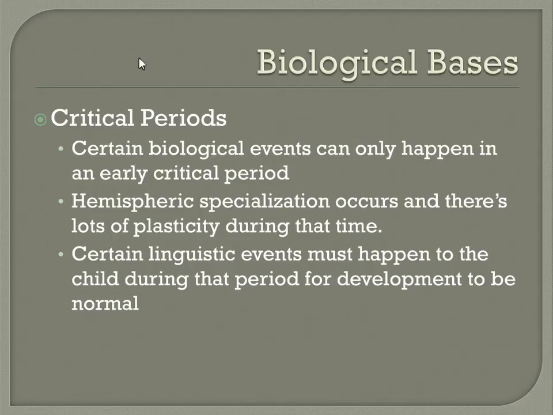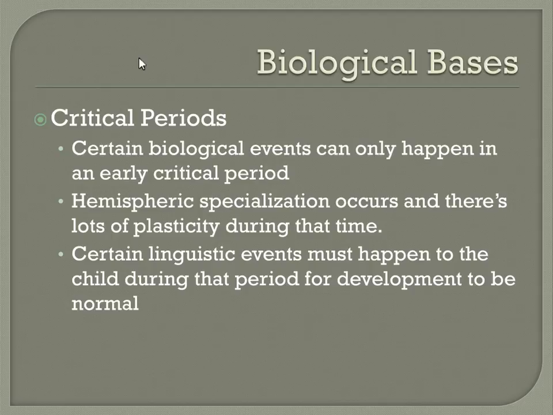So a critical period is a biological time point where certain things have to happen genetics-wise and environment-wise for something else to happen. So there's a time period when hemispheric specialization happens, and there's lots of plasticity. So the brain is really moldable. And if you don't have specific types of linguistic events during that time period that the specialization is occurring, you won't be able to learn language at a full level. So there is a critical period to be able to learn language.